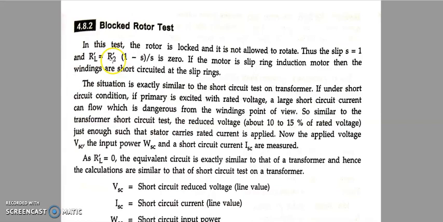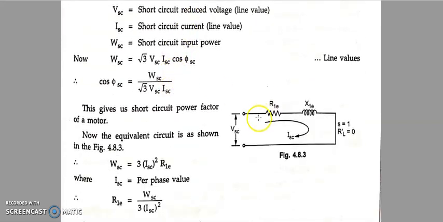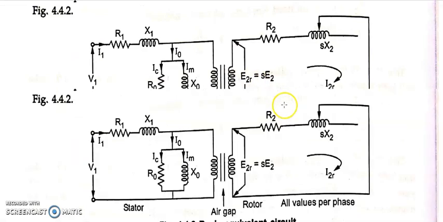So if I substitute slip as 1 here, what happens? RL dash will become 0, because you are blocking the rotor. This is what is given here. R1 is R1 plus R2 dash, whereas X1 is X1 plus X2 dash. And when RL is 0, RL dash is also 0 and slip is equal to 1. So this circuit diagram will result in this. Take help of this here.